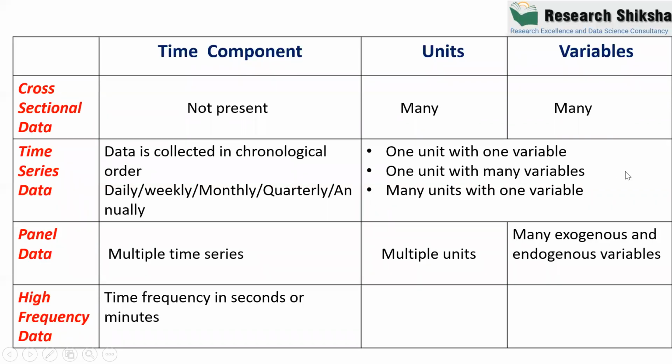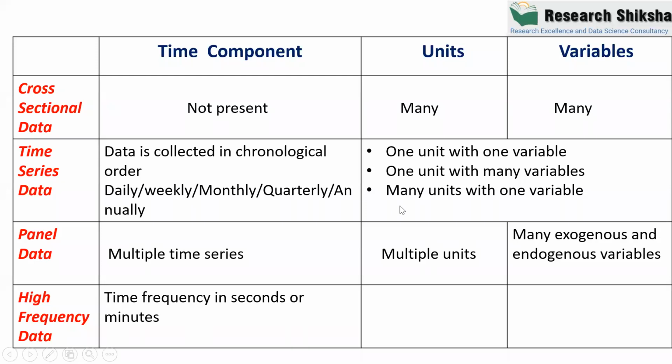For example, if I collect the data of GDP, money supply, interest rate, or exchange rate of India from the last 20 years, this data is also known as time series data, because one unit means we are collecting the data from India only, but we are collecting the data of many variables, like GDP, money supply, interest rate, and any other variable like exchange rate. So this is also a time series.